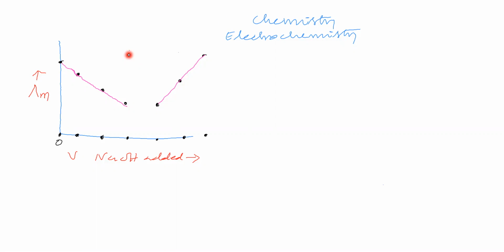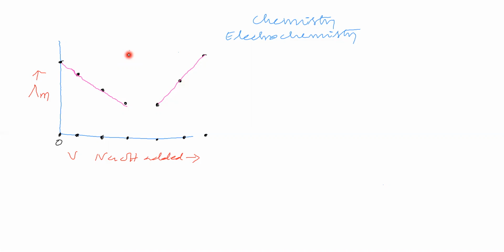Once the equivalence point is reached, further addition of sodium hydroxide will not go for any further reaction because there is no more HCl. So the added sodium hydroxide will be present in the solution as it is, in the form of Na plus and OH minus ions. They will contribute to conductivity. Therefore lambda m increases.